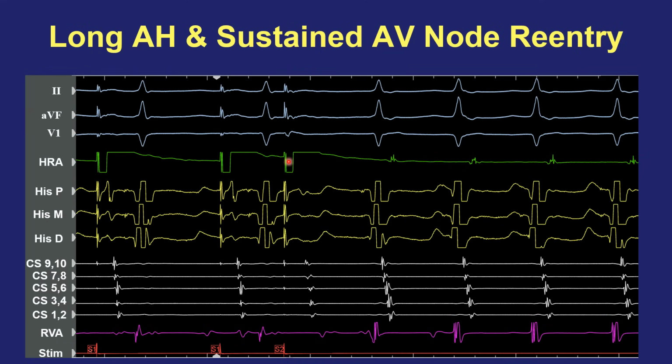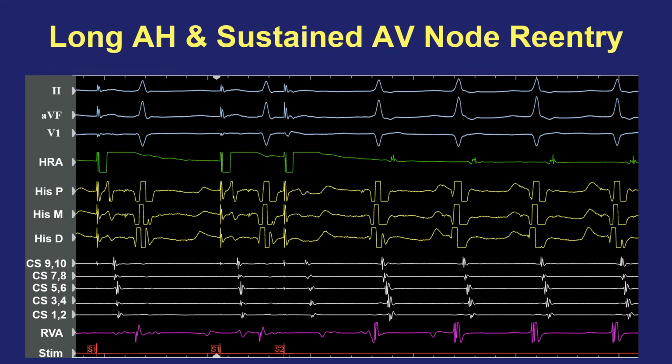We have an A2 beat that blocks in the fast pathway, conducts with a really long AH interval, and gives us an AV node echo beat, which is late in the HRA catheter, kind of right on the heels of this narrow conducted QRS, a retrograde P wave in lead AVF here.